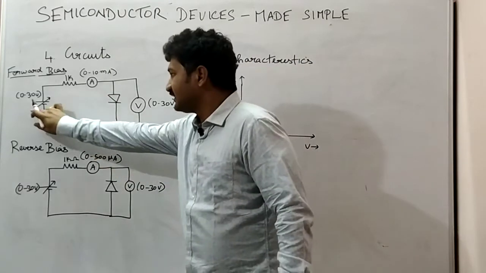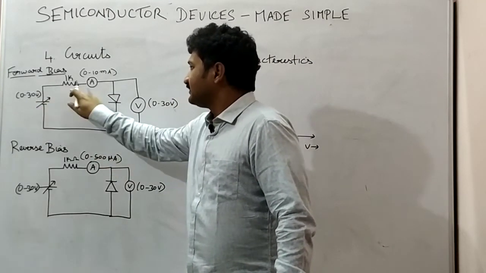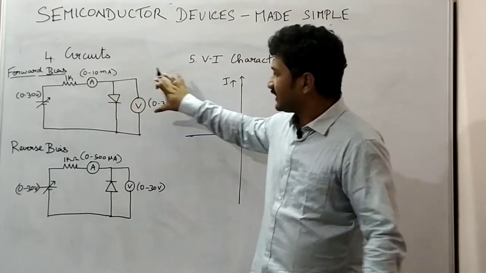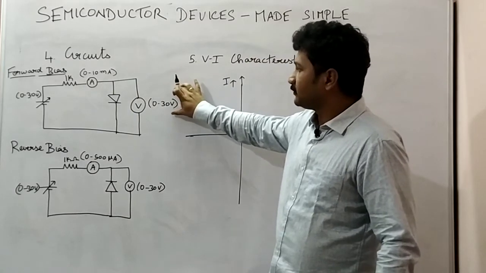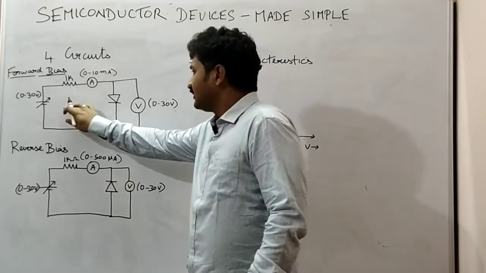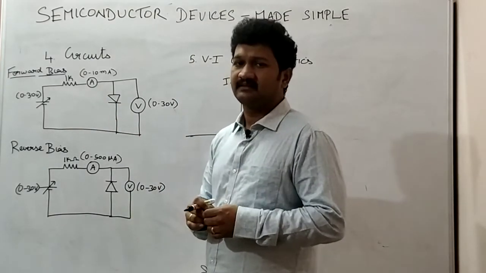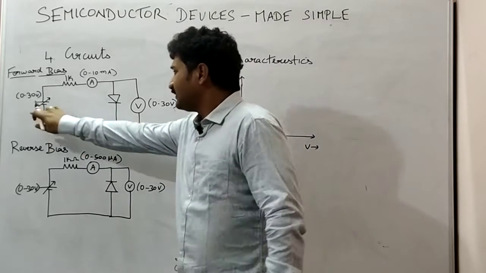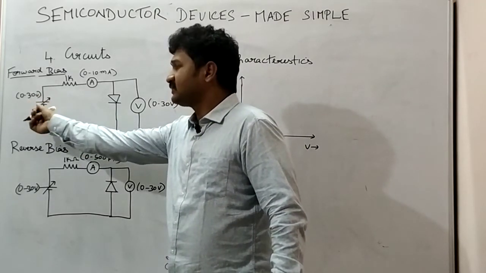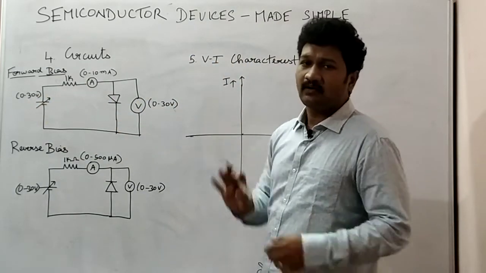Here, if you can see, 0 to 30 volt is the supply voltage, and the resistor, ammeter and the diode are connected in series, and the voltmeter is connected across the diode to measure the voltage drop across the diode. Most of the time, when students do the experiments in their lab, they expect that when the supply voltage is raised to 0.7 volt, the diode will conduct, but that will not happen.